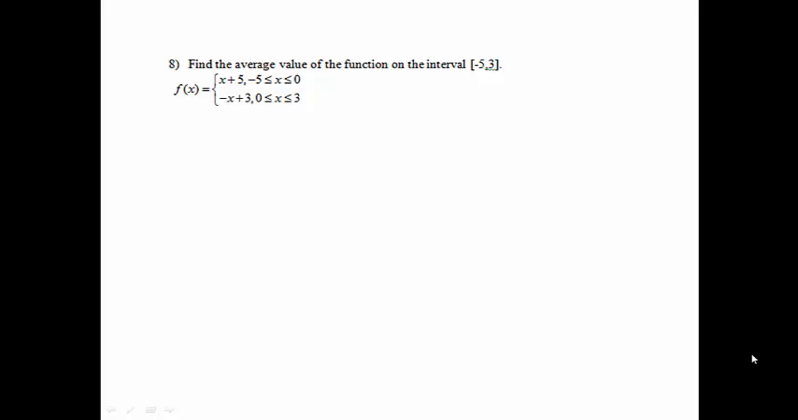Number 8, find the average value of the function on the interval -5 to 3. Well, the second we see the word average value, we know we're going to use the average value formula, which is 1 over b minus a times the integral from a to b of the function. So what we would like to do to find that average value, we're going to have 1 over 3 minus -5, which will reduce to 1 over 8. And then we do want the integral from -5 to 3 of our function.